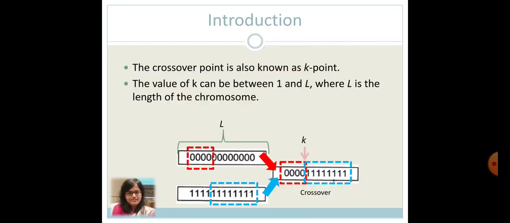For the crossover, we need to decide the crossover point. This is also known as the K point. The value of K can be between 1 and L, where L is the length of the chromosome. In this picture you can see that the length of the chromosome has been marked by L, and where we are doing the crossover is denoted by the K point. If the two parents are in this fashion as given in this picture, the crossover result becomes 0 0 0 0, then all the ones, if the crossover is done after the fourth point from the left side.